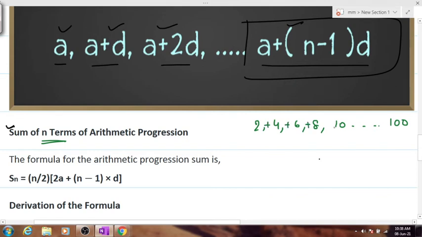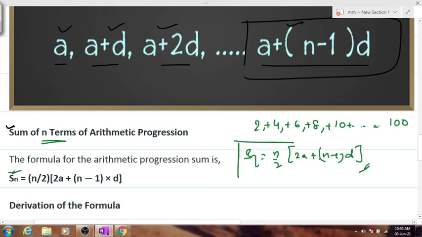So sum basically means adding up all these numbers, right? So we'll use this formula. Sn is the sum of the nth term, which is given by n by 2 into (2a plus (n minus 1) into d). Kindly copy down this formula. Did you understand when to use this formula? Whenever you are asked to calculate any sum, then simply you will use this formula.